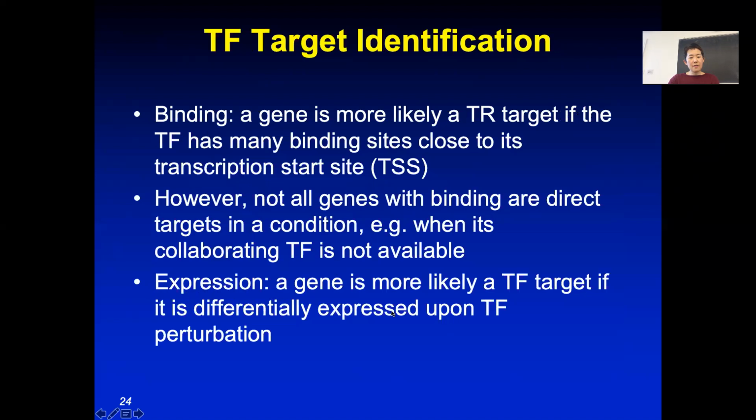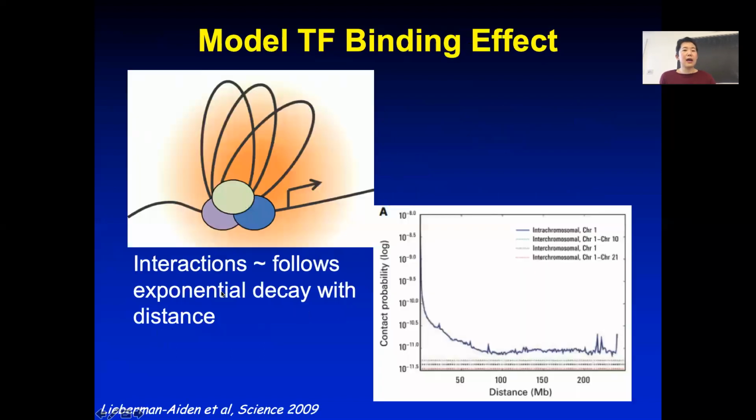So if this TF is being perturbed, say you activate the TF, or you knock down the TF, or you overexpress the TF, do you see this target gene being differentially expressed? And if that is the case, maybe that's also a target. The question is, how do we combine the binding evidence and the differential expression evidence together? So we actually do it this way.